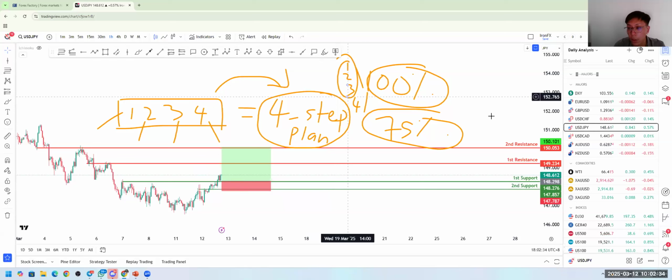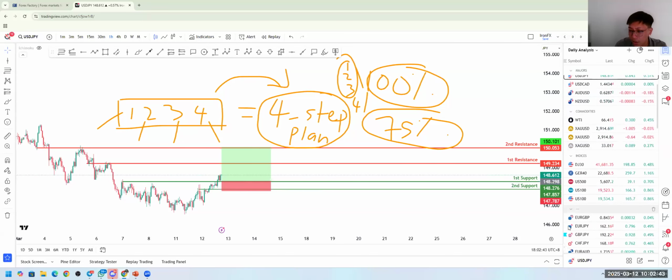And this plan, you can use it for most of the pairs, even for gold. You can use it for gold, you can use it for the majors. Minors, not really. I will share with you guys more when the time comes, which pairs work the best and which pairs don't work as well. Hope that I will be able to share it with you guys soon.